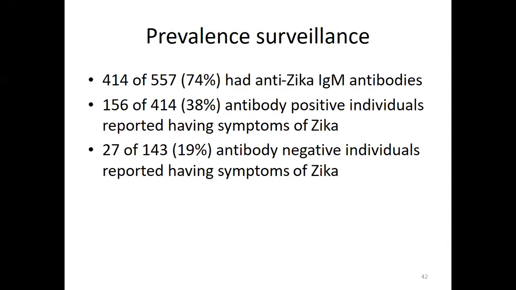So what they found was that of their 557 people, 74% had antibody evidence of having been infected. 38% of the people with antibodies reported having symptoms of Zika, and 19% of people without antibodies reported symptoms of Zika. So what does this tell you about Zika virus?